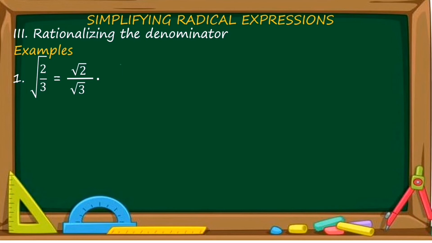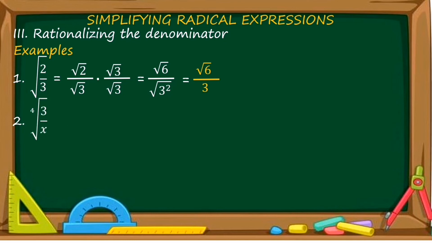So the multiplier is the square root of 3 over the square root of 3. Multiplying them, square root of 2 times square root of 3 is equal to the square root of 6 over the square root of 3 squared. This time, as you notice, the exponent of 3 is already 2, which is equal to your index. Meaning to say, we can simplify this already. So our answer is the square root of 6 over 3.